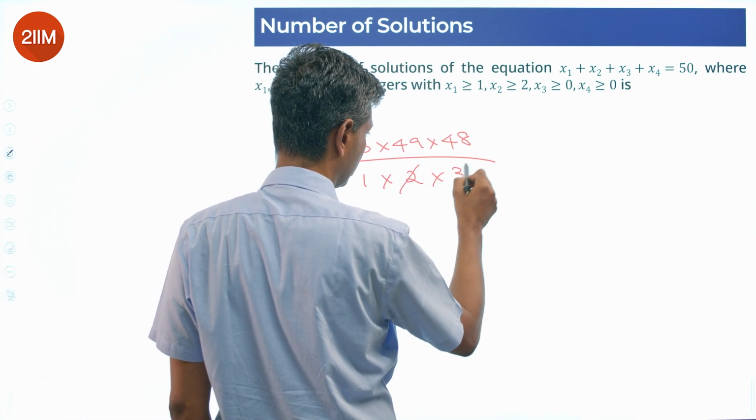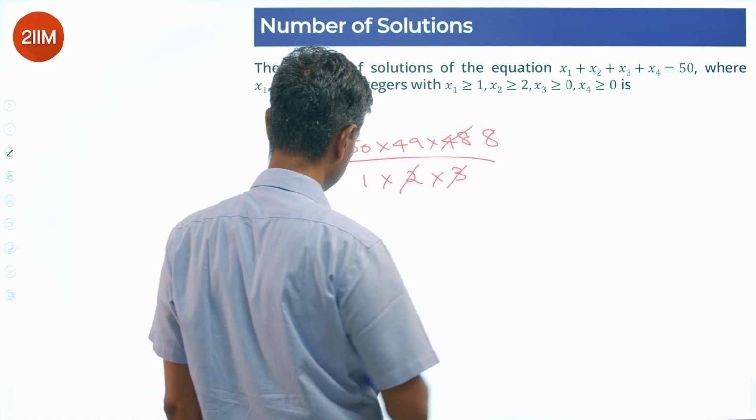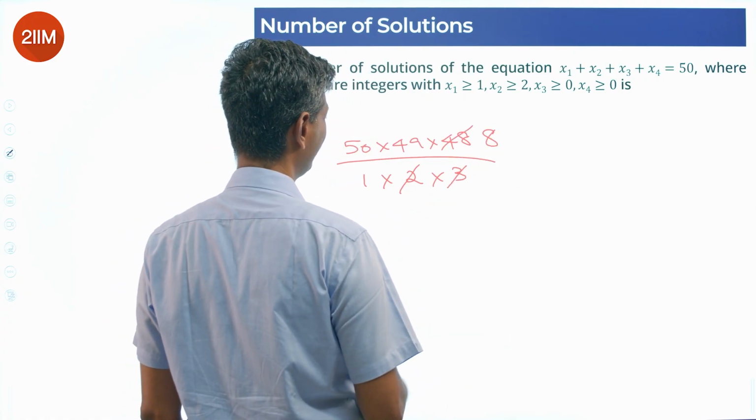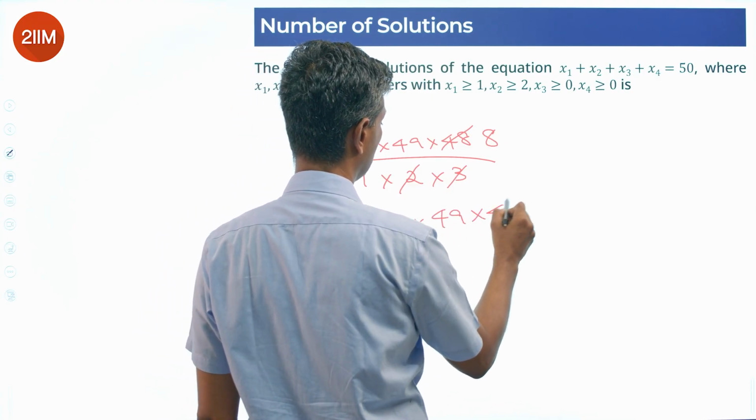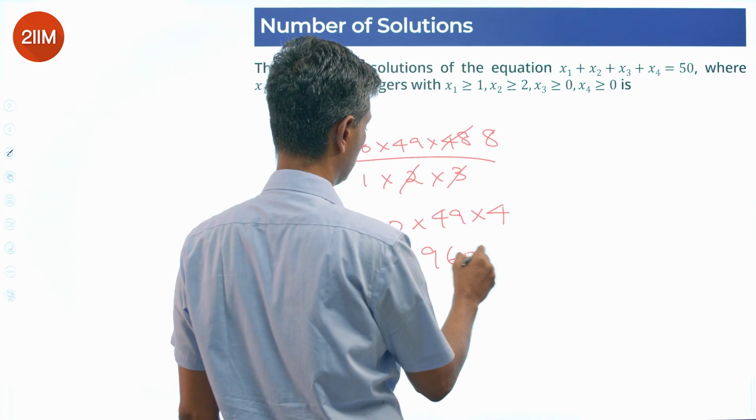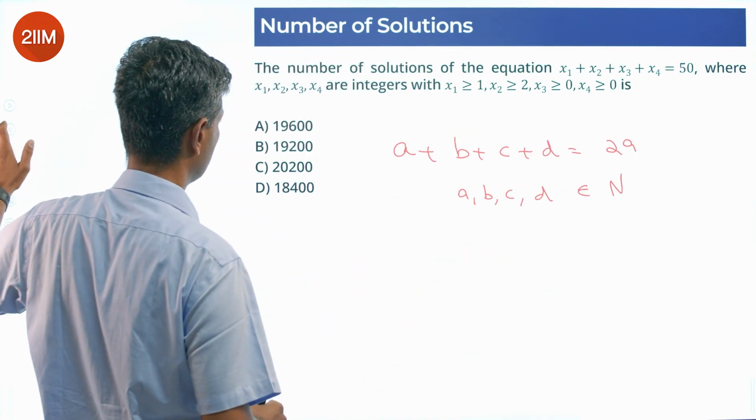This is 2 into 3 is 6, make this 8. 50 into 2 is 100. It's 100 into 49 into 4, which is 19600. Hopefully that is there in our choices. Yeah.